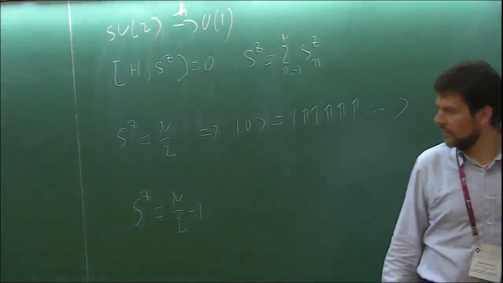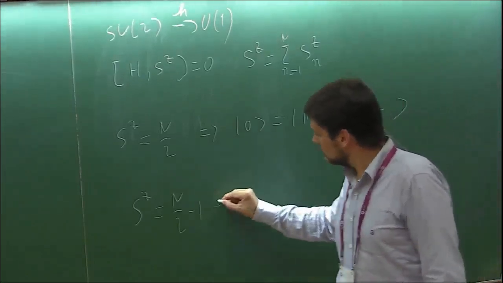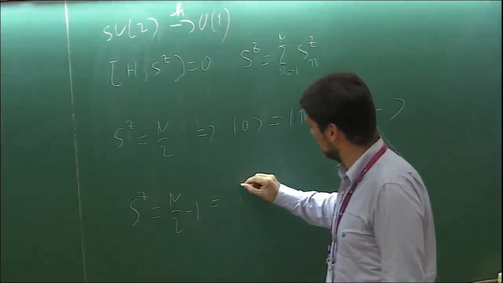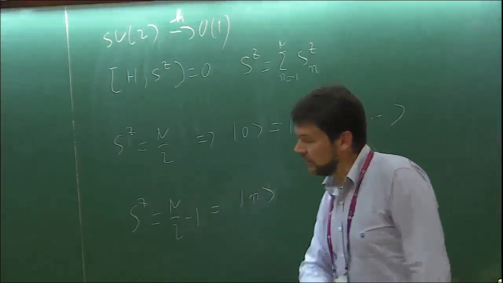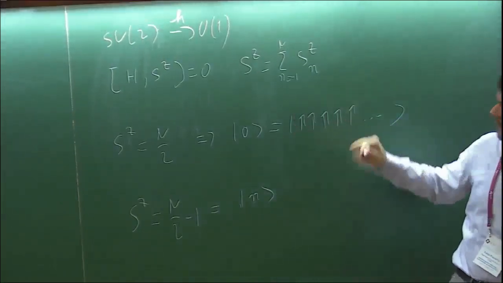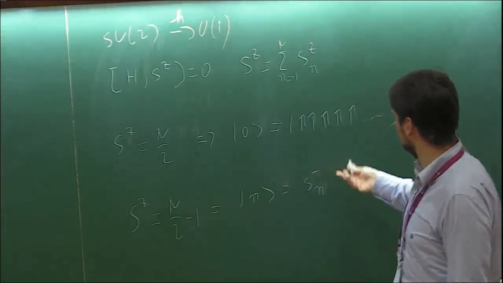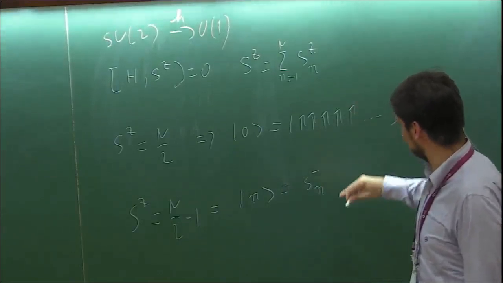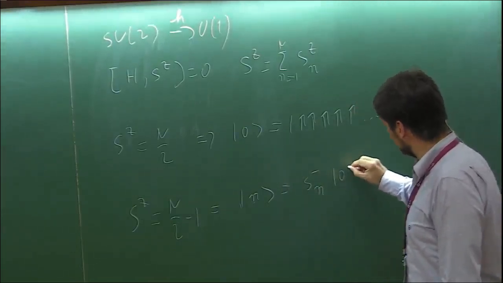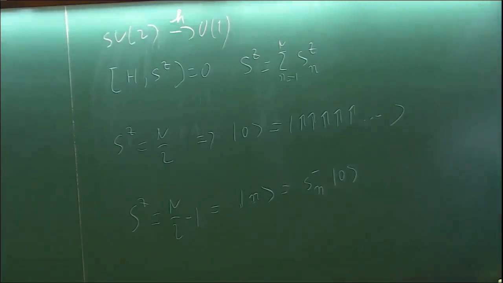Then I can move on and ask, what is the next magnetization that I can have? I flip one spin. What will my space be spanned by? Well, I just flip one spin at a time, so this is just the lowering operator applied to the pseudo-vacuum at a site n. Can this be an eigenstate of the Hamiltonian without doing any calculation? Of course not, because the Hamiltonian is translationally invariant.